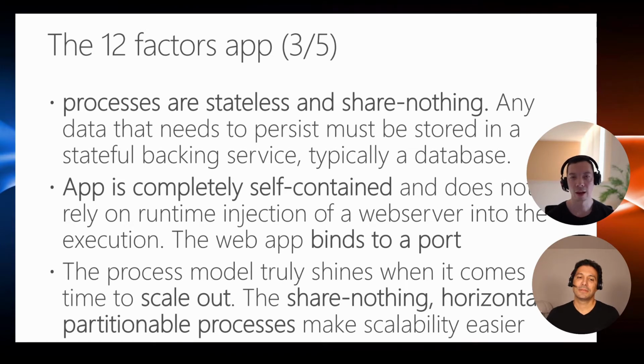Right, next step, processes are stateless and share nothing. So any data that needs to be persisted must be stored in a stateful backing service, typically a database. It can be a Redis cache, it can be a highly distributed data store, it can be a blob storage or even a queue. Essentially what you're trying to achieve is not to store anything in an instance of a process, because if that process fails, then we're losing some data and we're going to have a bad user experience. So really we're trying to not store anything in the processes and outsource everything to a backing service that will give us more resiliency for the application and better scaling capabilities.